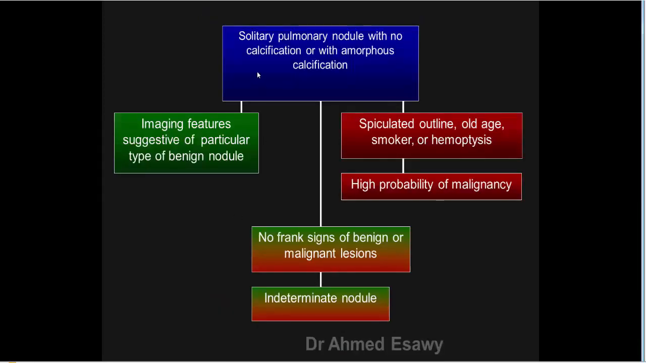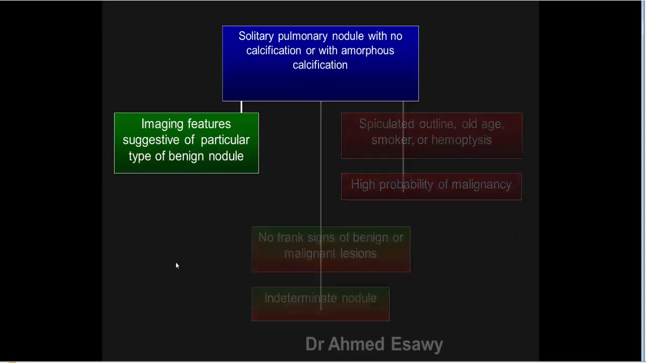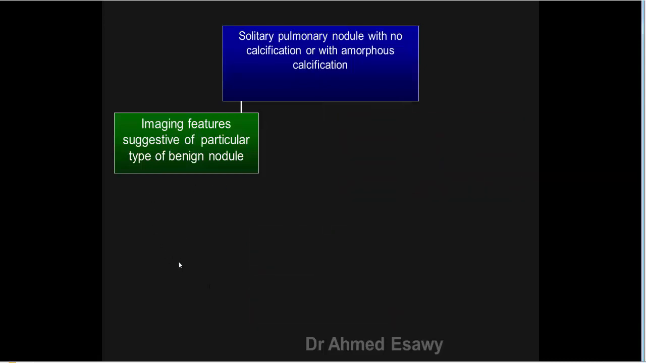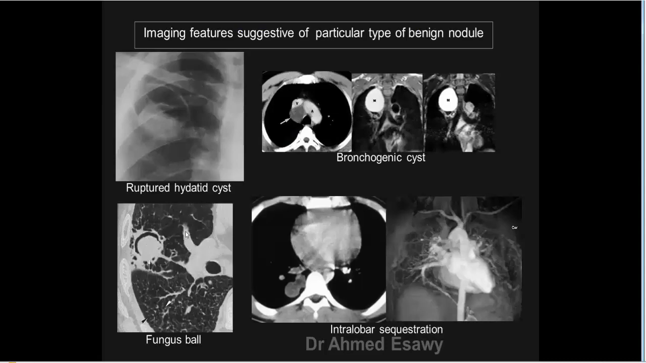Solitary pulmonary nodule with no calcification or with amorphous calcification. Imaging features may suggest a particular type of nodule, or a spiculated outline, old age, smoker or hemoptysis with high probability of malignancy. Or there is no frank sign of benign or malignant nodule: an indeterminate nodule. If imaging features suggest a benign type, we diagnose the type of nodule and don't need further evaluation.